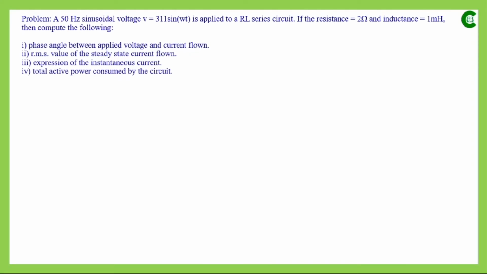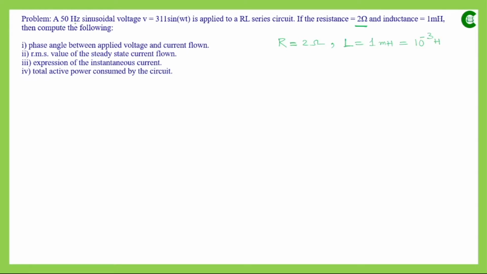Next, we will simplify a series RL circuit and we will obtain this value. Here, as per this problem, we have a series RL circuit where the value of the resistance R is 2 ohm, and the value of the inductance L is 1 millihenry, that means 1 into 10 to the power minus 3 Henry.